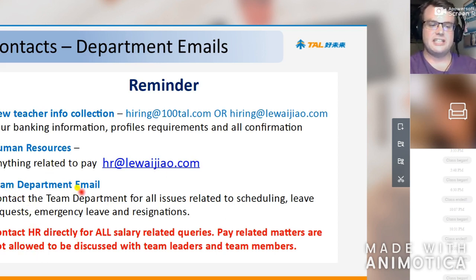The next one, the team department email. Contact the team department for all issues related to scheduling, leave requests, emergency leave, and resignations. Again, contact HR directly for all salary-related queries. Pay-related matters are not allowed to be discussed with team leaders and team members, or admins for that matter.